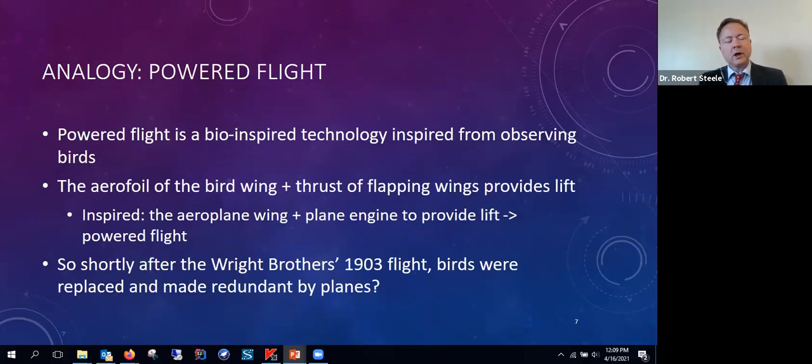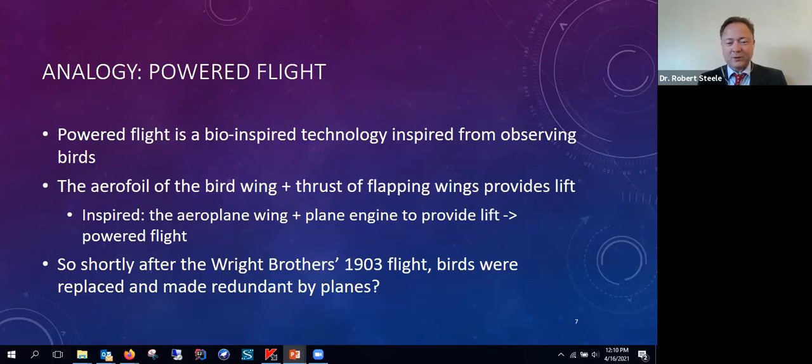So to kind of drive home this key conceptual point, I'm going to speak by analogy here, okay? So we're all familiar with powered flight, i.e. planes and other flying craft. This might be considered a bio-inspired technology. That is, we saw birds, we observed their wings, we noticed that they had an aerofoil like nature, and we concluded that the lift provided by the bird's wing and the aerofoil shape could be borrowed for the purposes of human powered flight.